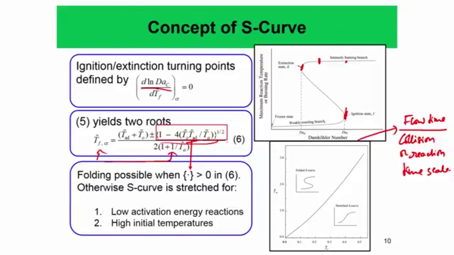That is, if you have very low activation energy reactions, and if you have high initial temperatures, that is, your T0 is itself very large. So if you start with a mixture which is at very high temperature, then you may not have this folded S curve; you have a stretched S curve. This happens in mild combustion, where your initial temperature is itself very high.